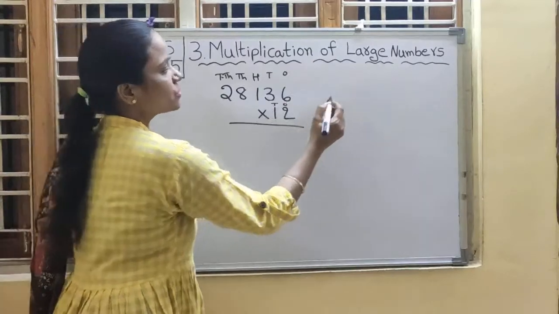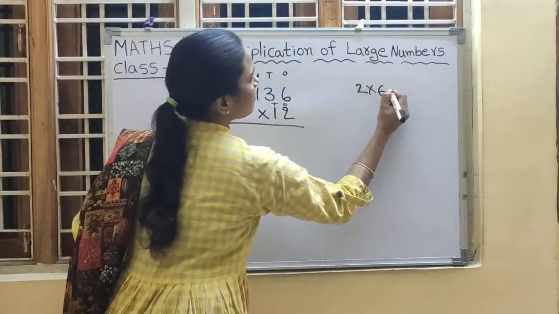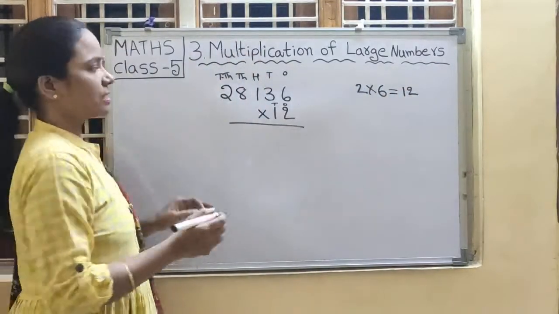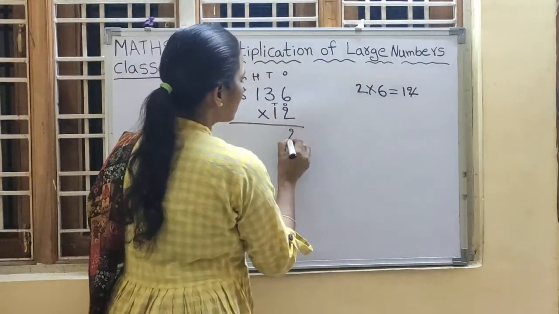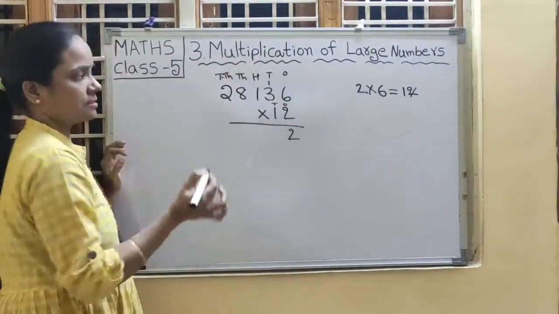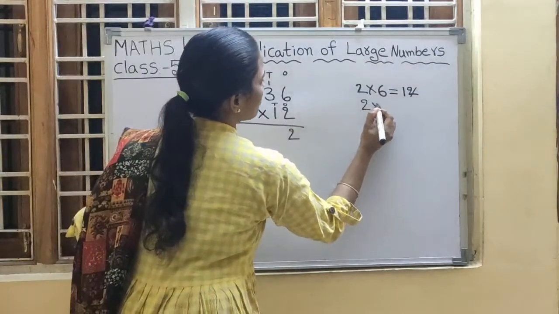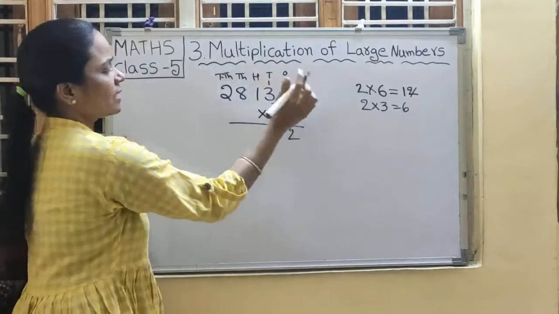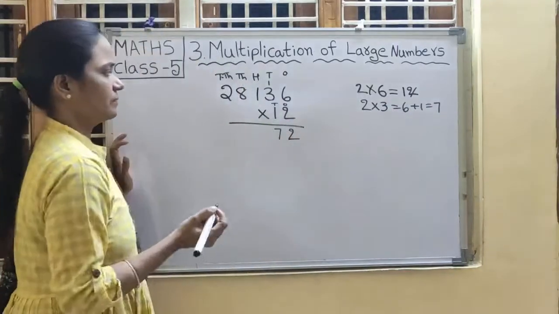2 into 6. 2 sixes are 12, again a 2-digit number. 2 write at the ones place and 1 is the carry over, forwarded to the tens place. Next, 2 threes are how much? 2 threes are 6. But what is the carry over here? 1. So 6 plus 1, 7. You have to write 7 here.